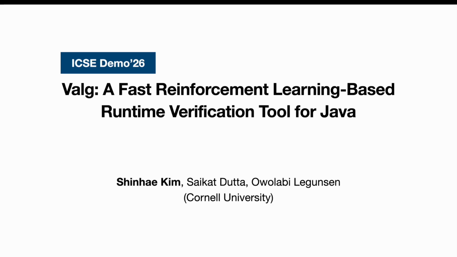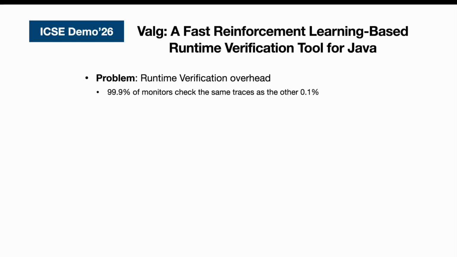Today I will introduce our tool Valg, a fast reinforcement learning-based runtime verification tool for Java. Runtime verification has overhead, and one major reason is that more than 99.9% of monitors are redundant. They check the same traces as the other 0.1% check.